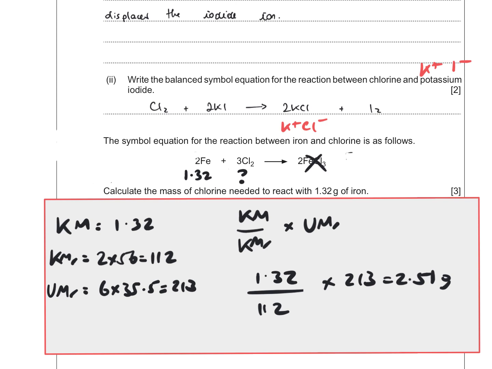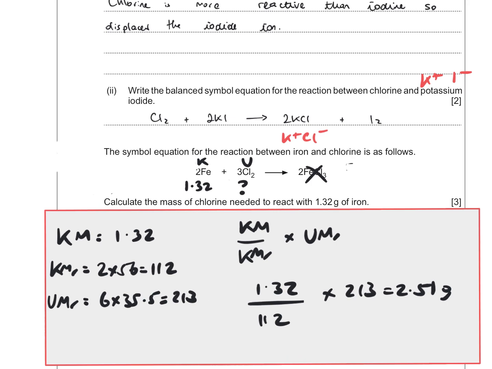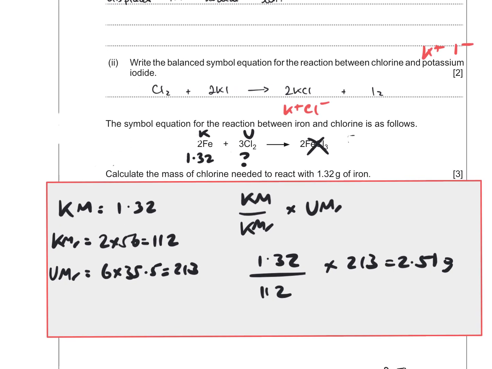So I know the mass of Fe, so that's my known. I don't know the mass of chlorine. So I know I've got to do a reactant mass equation. So it's known mass over known MR times unknown MR. My known mass is 1.32. My known MR, I've got 2 iron, so I'm going to do 2 times 56. And the MR are below my little box there.